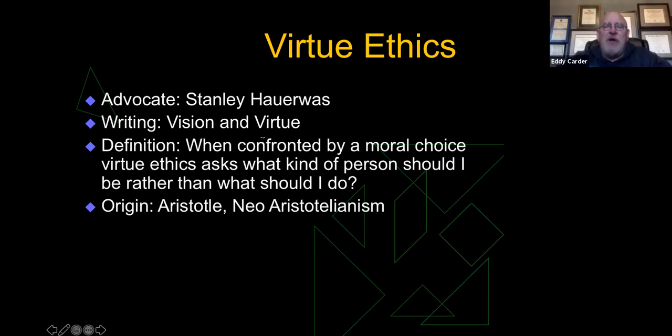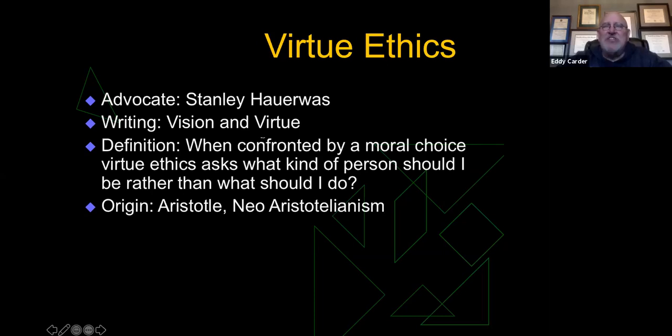The definition of virtue ethics is as indicated there on the slide. When confronted by a moral choice, virtue ethics asks us to ask ourselves, what kind of person should I be, rather than what should I do? So when we're confronted with a moral dilemma, maybe cheating in Dr. Carter's exam, or cheating on our spouse, or cheating on our girlfriend, then Aristotle says we should ask ourselves, what kind of person should I be in this moral situation? Not what should I do, but what kind of person do I want to be?